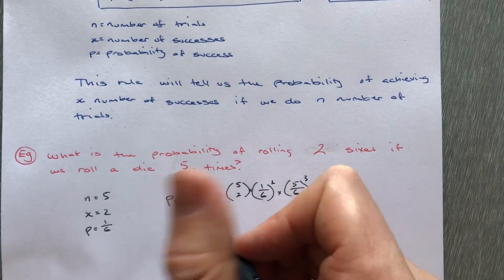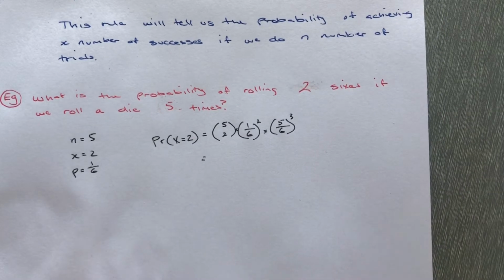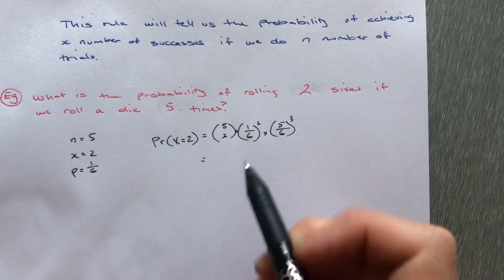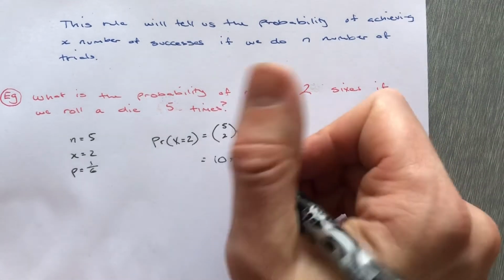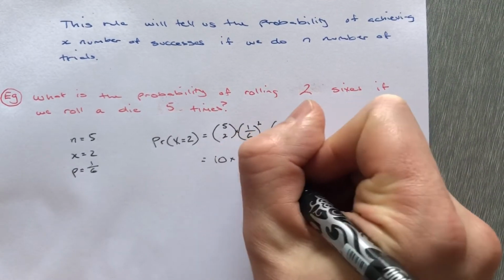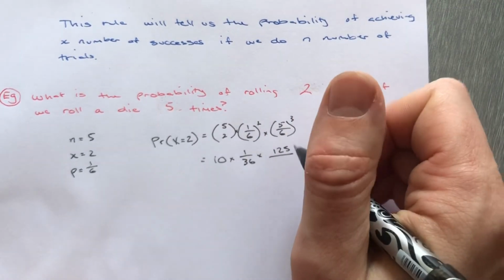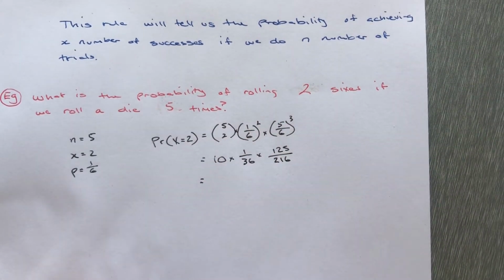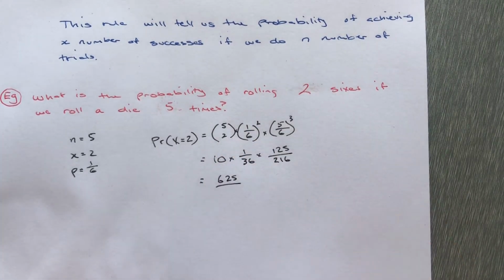Okay, now we sometimes can do this by hand. I'm going to do this one mainly by hand. Alright, so 5 choose 2, that's going to give you 10. Again, go back to combinations for that one. This will give us 1 on 36, and this will give us 125 on, what is it, 216? Cool, and if we times all those ones together, we're going to get 625 on 3888.